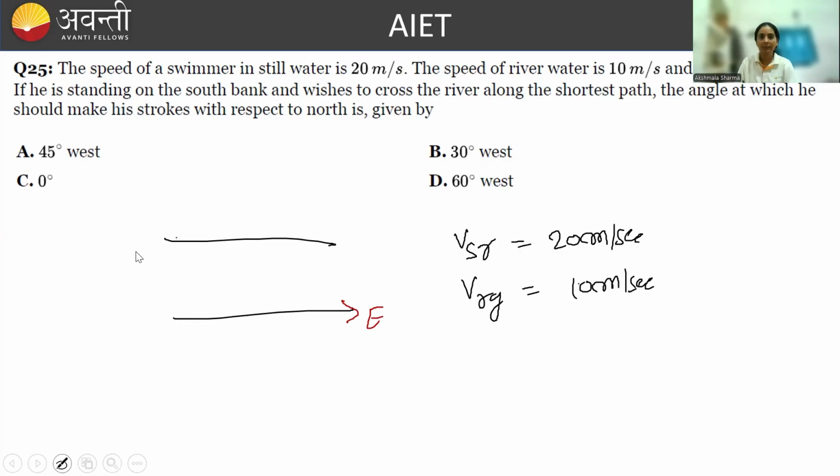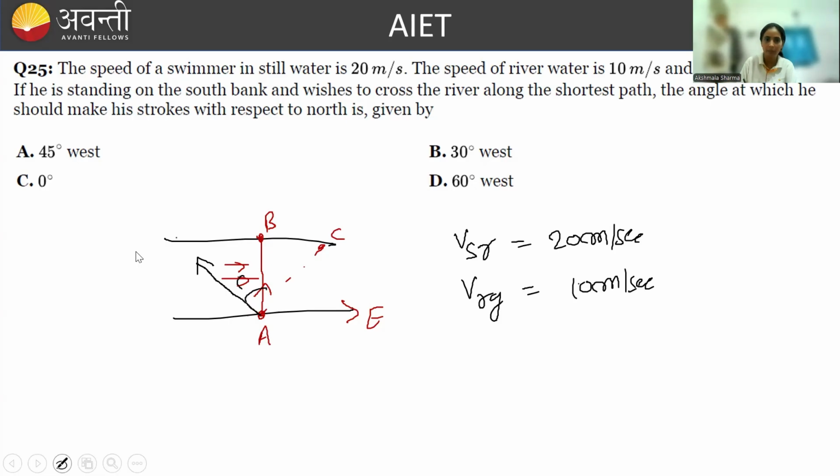If he is standing on the south bank and wishes to cross the river along the shortest path, that is, he wants to start from A and end at B. But because of the river current, if he starts swimming in this direction, then because of the river water, he will get thrown somewhere here. It means he must swim in such a way that he can neglect the effect of the river current. So for that, he will swim in this sense.